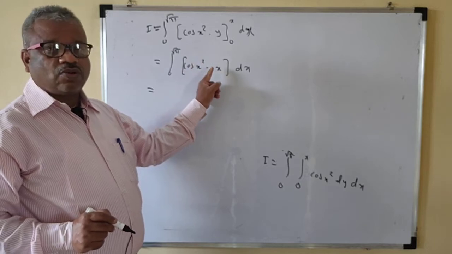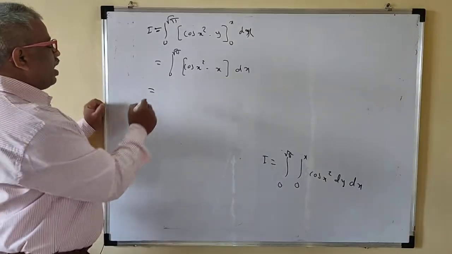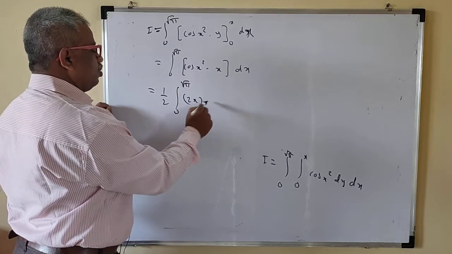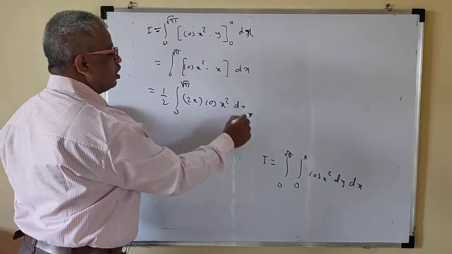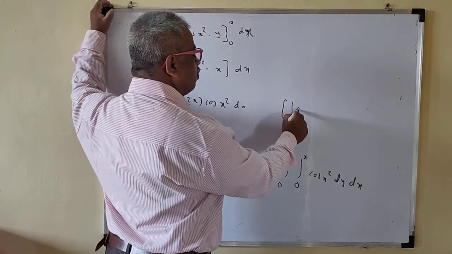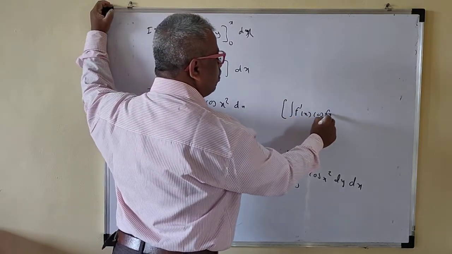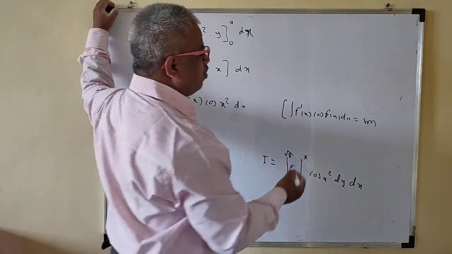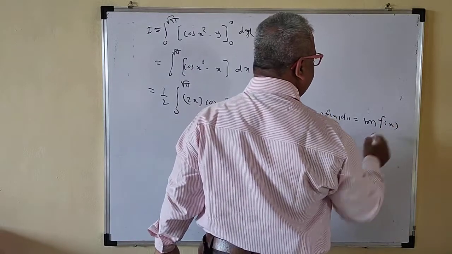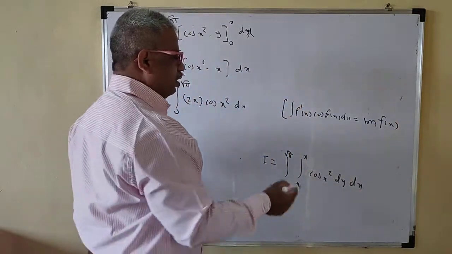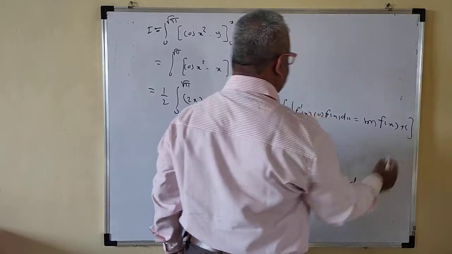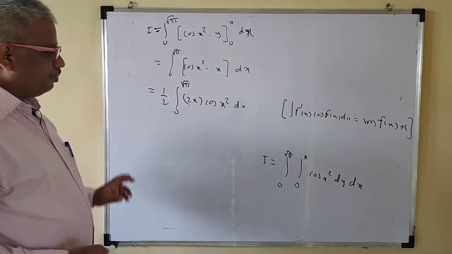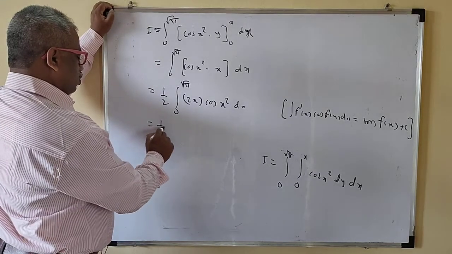But see, the derivative of x square is what? Twice x. Easily you can manage this. So this is the integral from 0 to root pi of twice x into cos of x square dx. So we use this formula: integration of f prime x into cos of f of x dx is the same as just the integration of cos. Integration of cos is sine, sine of f of x. In the formula we write plus c, but if it is a finite integration, we do not write c here. So for the finite integration, this is 1/2.